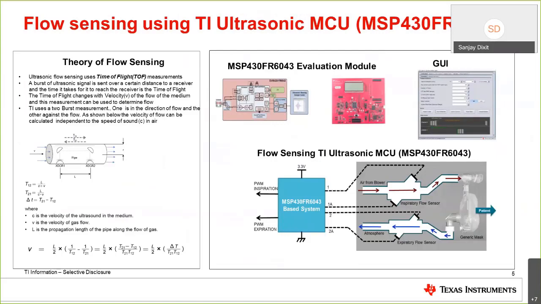TI has an ultrasonic flow sensing solution, which is built around the MSP430FR6043 microcontroller. Basically, this is a microcontroller which is tailored to measure flow. It's used in water meters and gas meters. What we have is a transmitter and receiver placed in a pipe. When air flows, the time of flight of an ultrasonic transmission between the transmitter and the receiver changes. You can measure this time of flight, and hence you can calculate the flow.